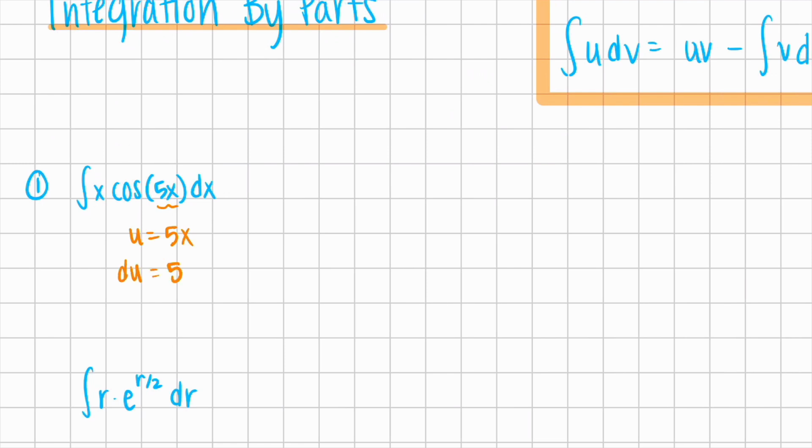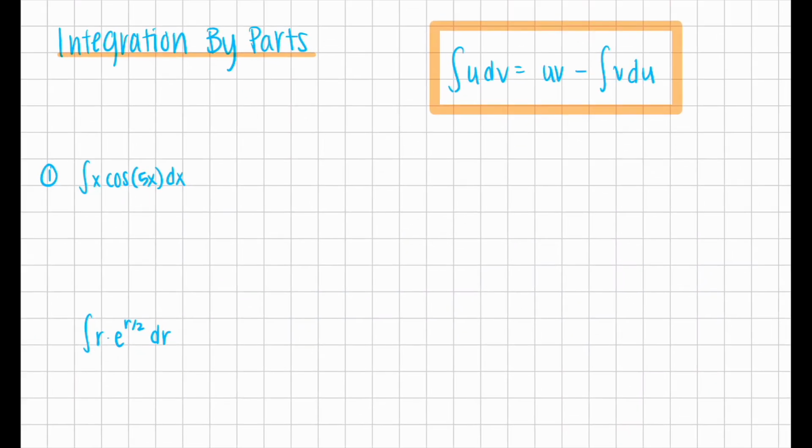That means du is 5 dx. But we have this extra x in there. So that's our clue that U substitution does not work. So we are going to use integration by parts. Here over on the right is our integration by parts formula.